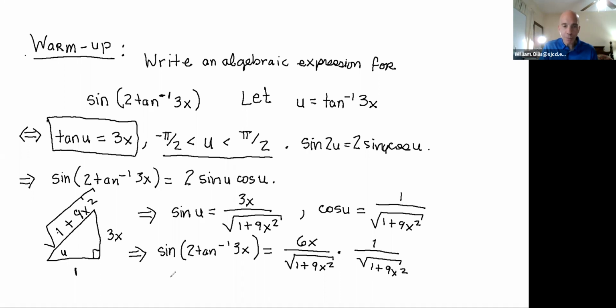And now when we multiply, we just use the laws of exponents, and we get 6x. And of course, we have 1/2 plus 1/2, giving us 1. So the denominator becomes 1 plus 9x squared. And I usually end my problems with 2 little slashes there. That just means we're done.